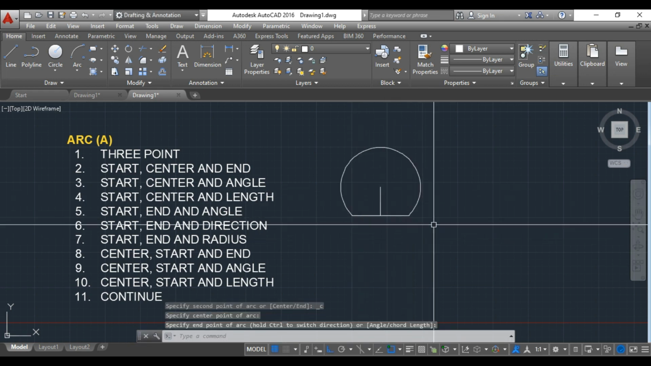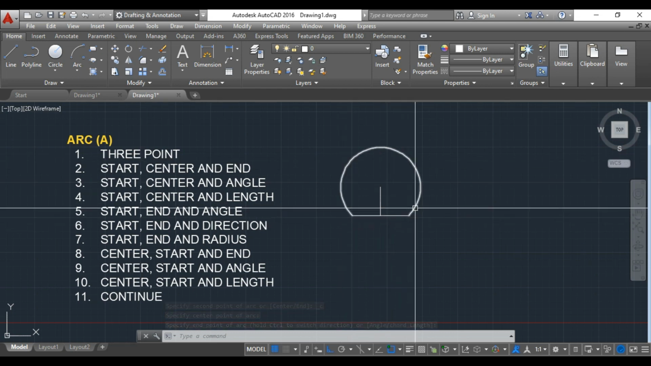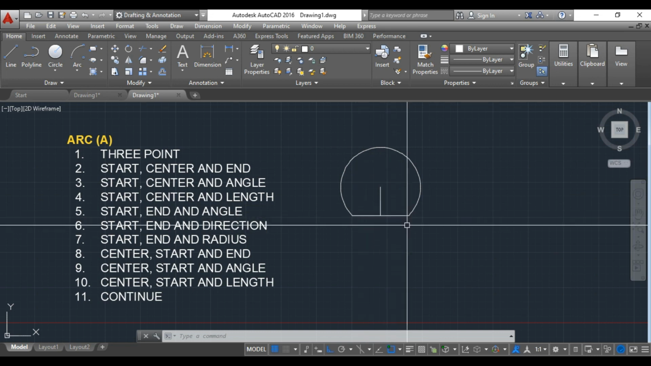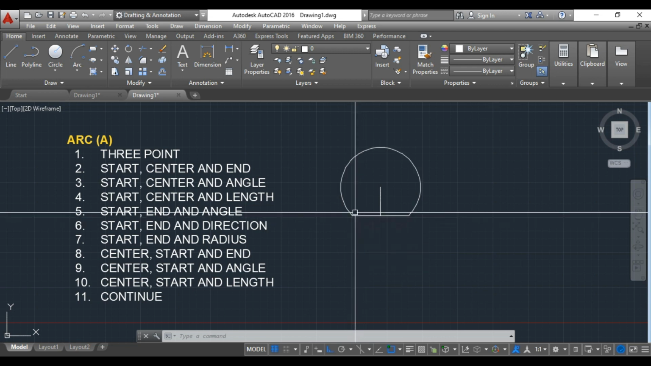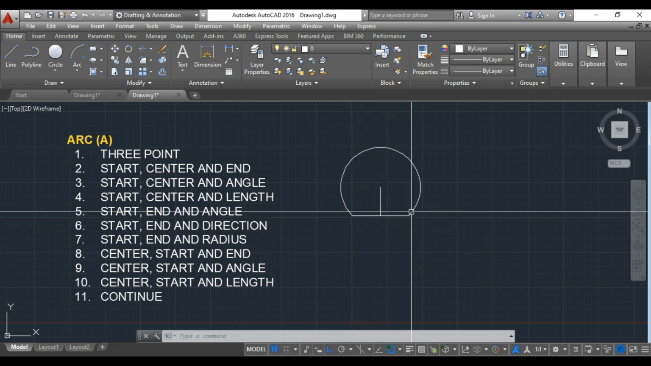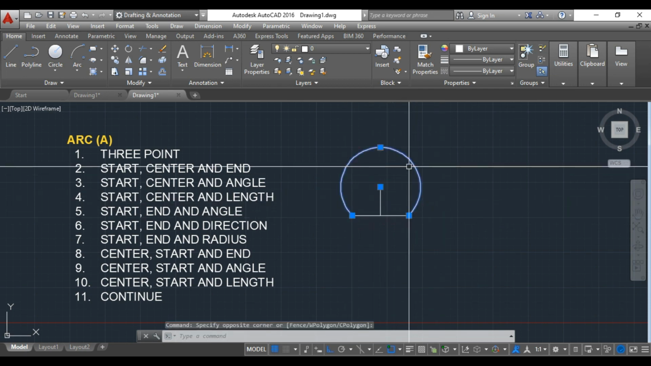You can check out here, when I was moving in the anti-clockwise direction, it is plotting in the upward direction. When I was moving clockwise, from left to right, it is plotting in the downward direction. When I was moving from right to left, it is plotting an upward curve. Right. So this is how we are going to draw an arc.